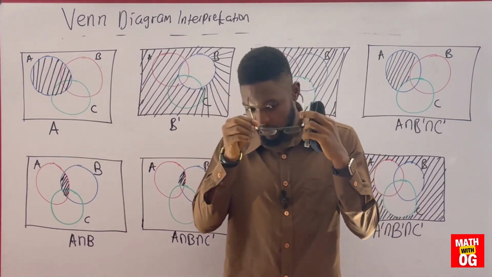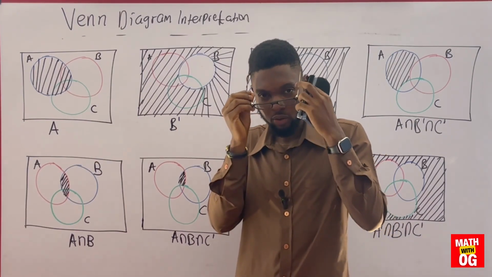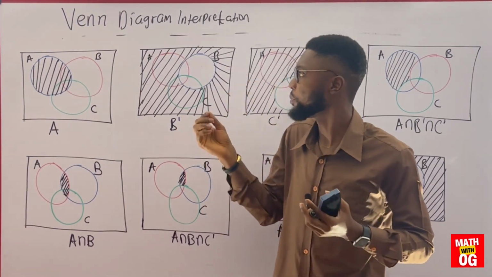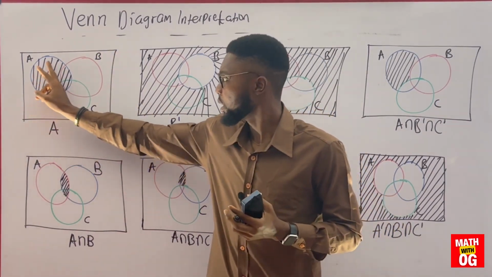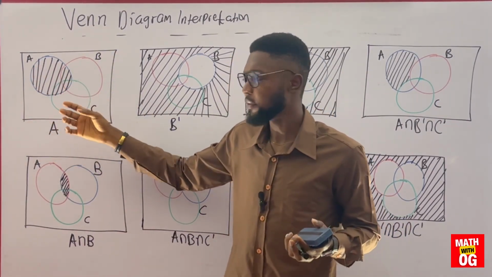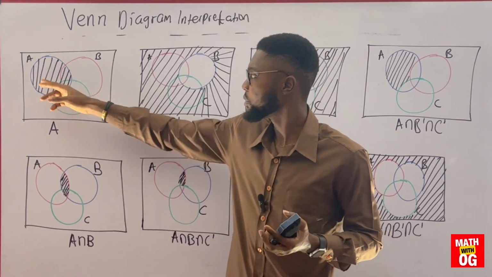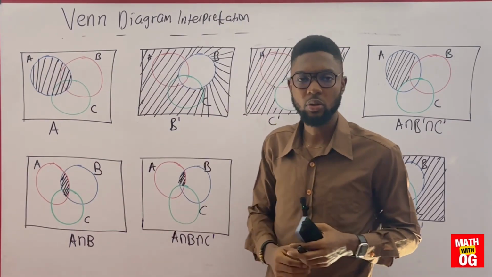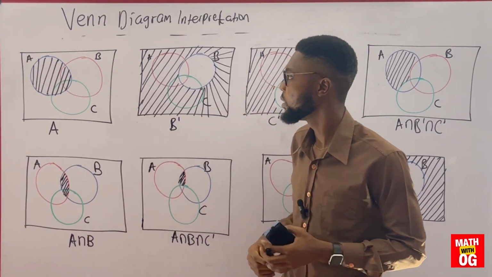So using this as the first question, as our case study, how do we interpret a Venn diagram? Now this is our universal set. Now this circular part, not a perfect circle, but you can see that it is curved, these circular parts are our three subsets. So we have subset A, subset B, and subset C.